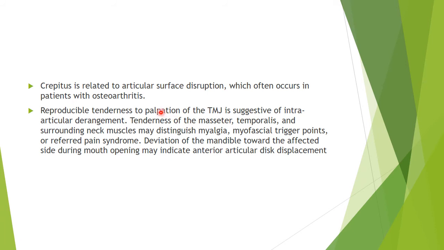Other things that we are going to notice during examination is the crepitus. This may relate to articulating surface disruption, which often occurs in patients with osteoarthritis. Here, during examination, more than one sound could be heard, more than one crepitus, more than one clicking could be demonstrated, and it mostly occurs in a patient with degenerative jaw changes, mostly associated with osteoarthritis.